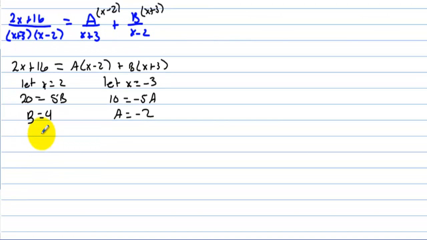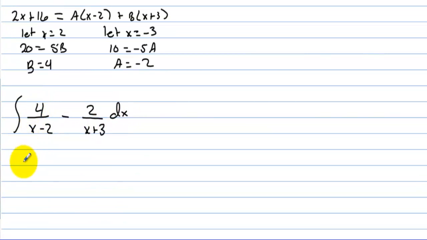Well, now we can write the integral. A is 2, but A is negative. We try to put the negative one second if we have a choice between a positive and a negative. So let's write the B first. We have 4 over x minus 2 and then minus 2 over x plus 3. The antiderivative of 1 over x minus 2 is a natural log. We now have 4 natural log of the absolute value of x minus 2 and minus 2 natural log of the absolute value of x plus 3, then plus C.